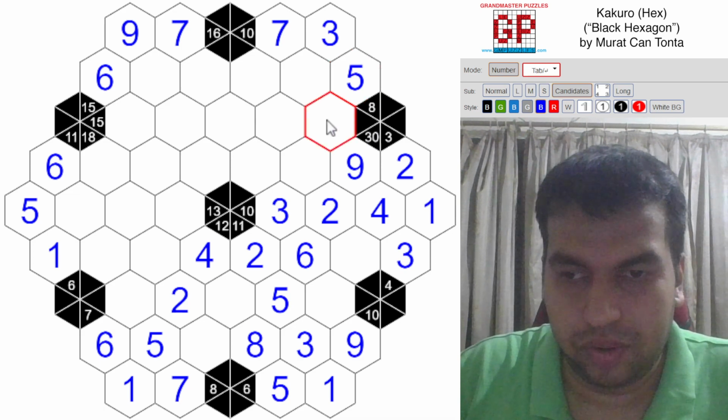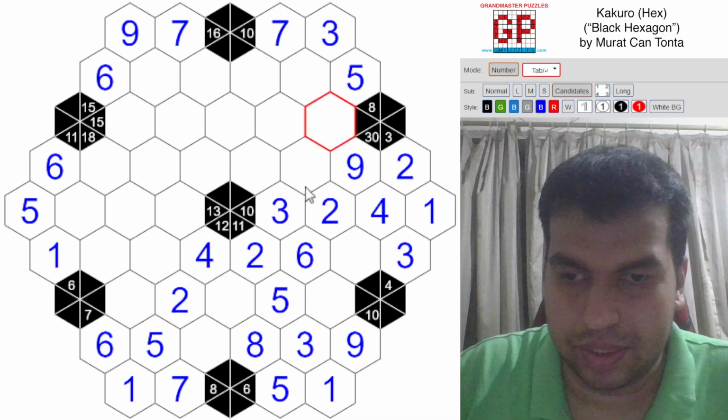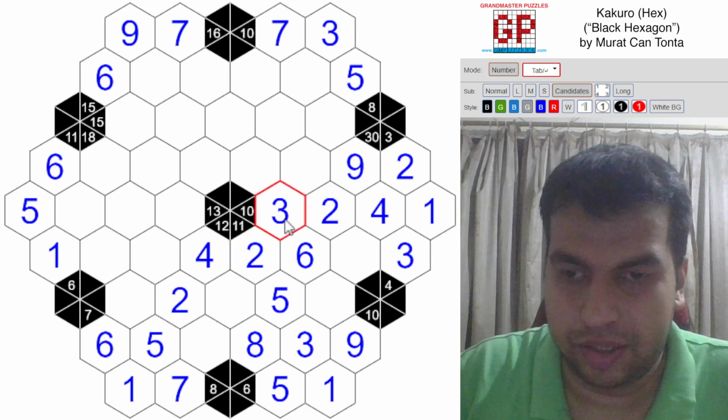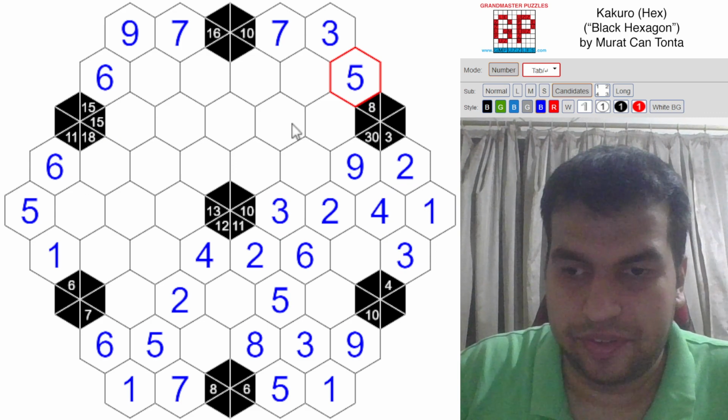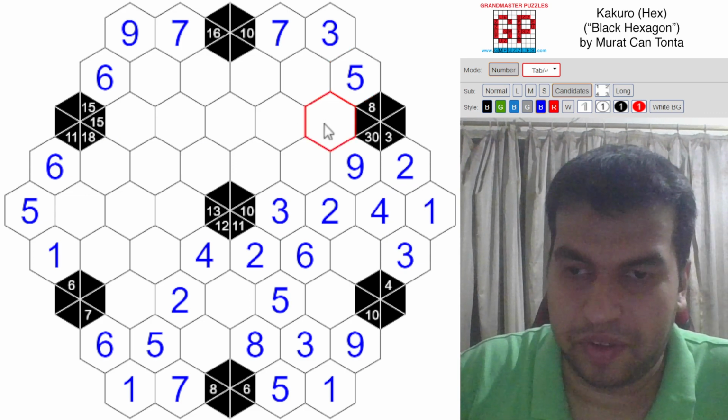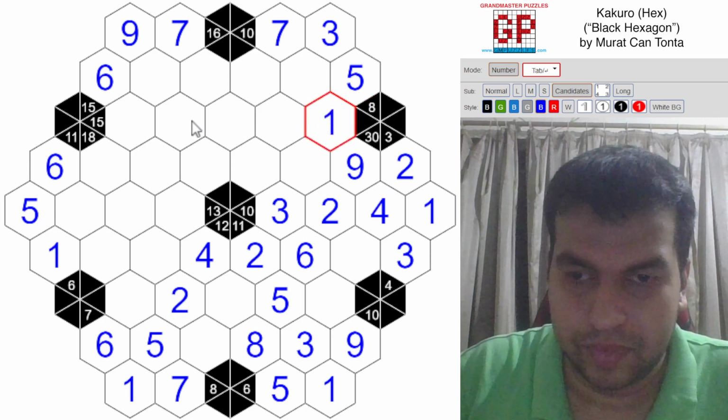And now this cell becomes important because now you can see that it's seen by a 2, it's seen by a 3, it's seen by a 4, and it's seen by a 5. And this is a 15 sum, so nothing higher than a 5 can come here. So this is a 1.